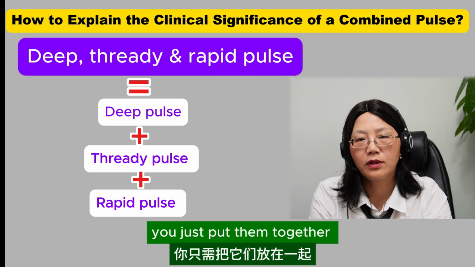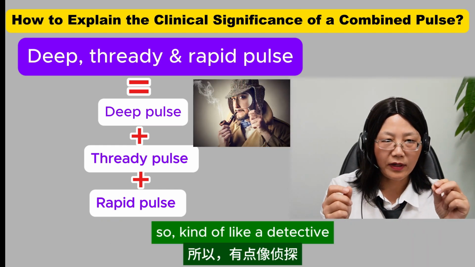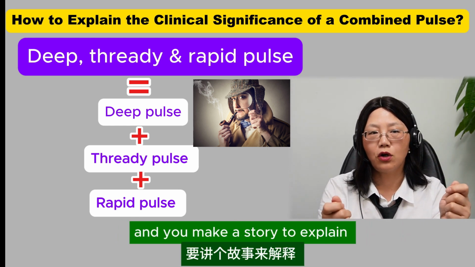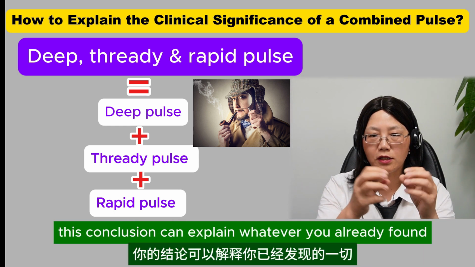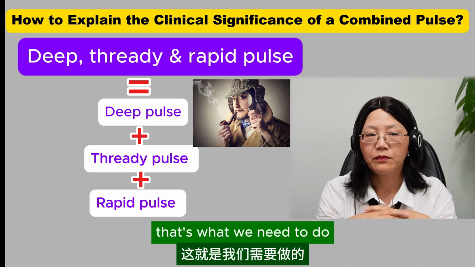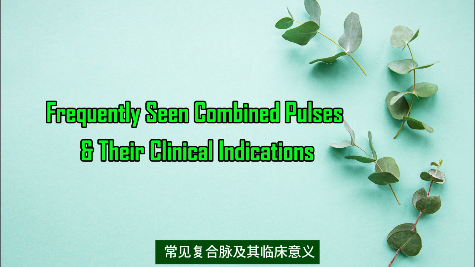You just put them together. So kind of like a detective, you get that information and you make a story to explain. This conclusion can explain whatever you already found. That's what we need to do.